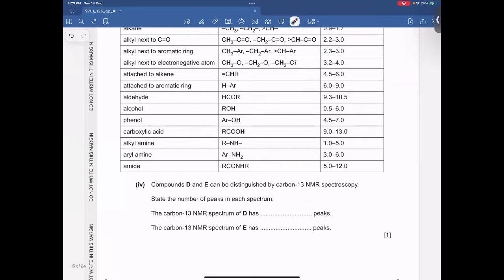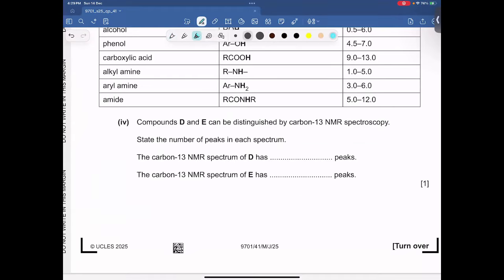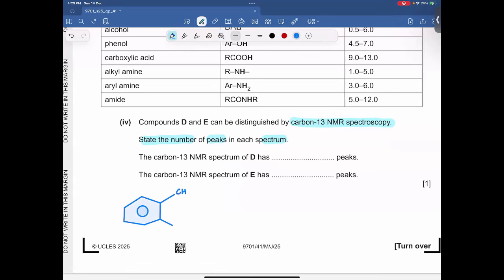Compounds D and E can be distinguished by carbon-13 NMR spectroscopy. State the number of peaks in each spectrum. First of all, let me draw structure D. So this is CH2, this is CH3, this is CH2, this is CH3.